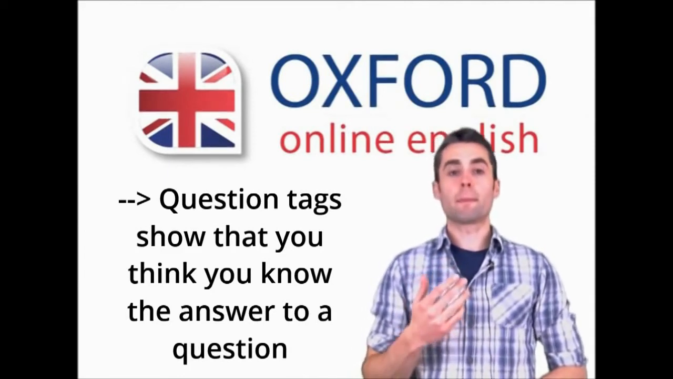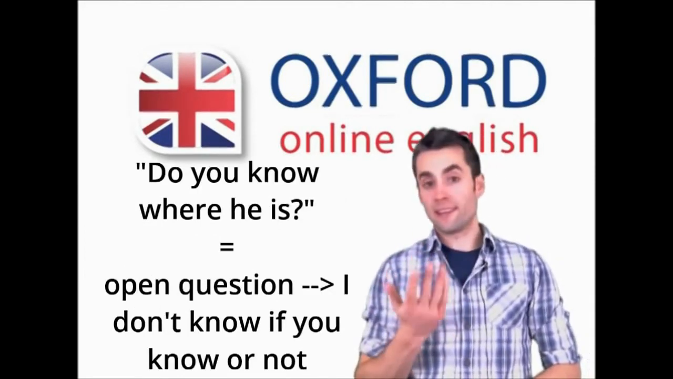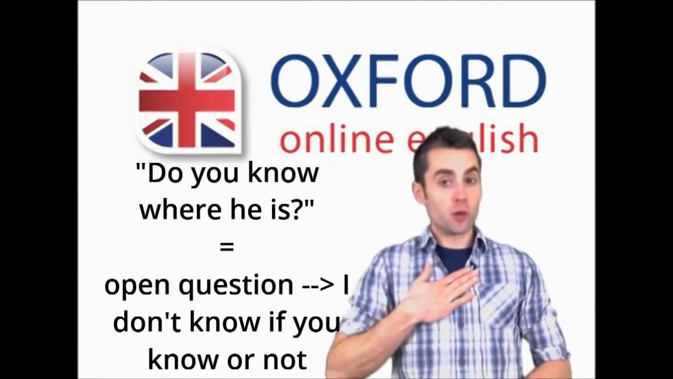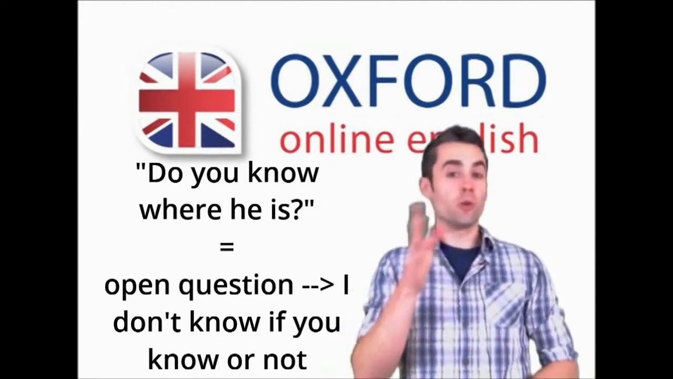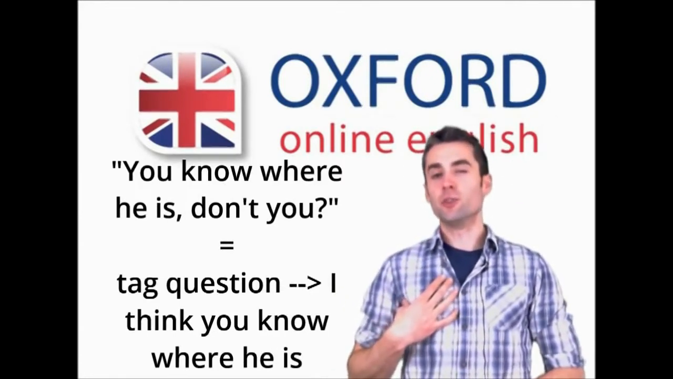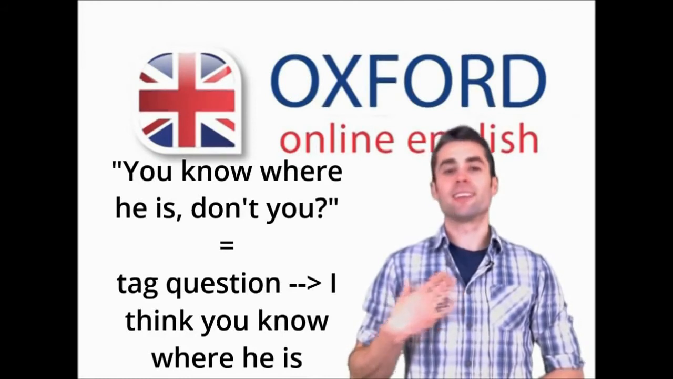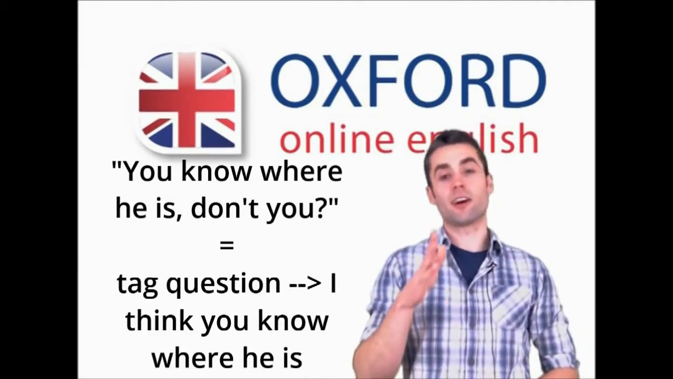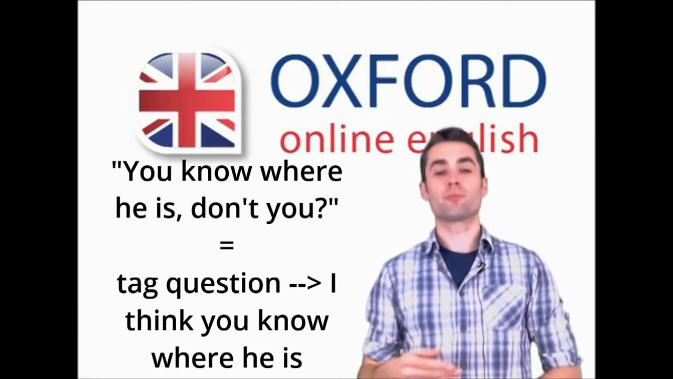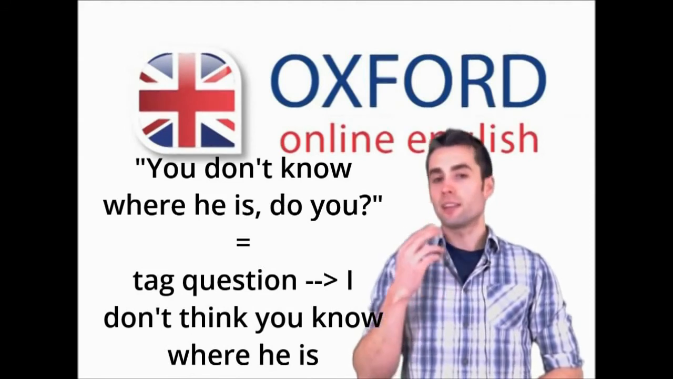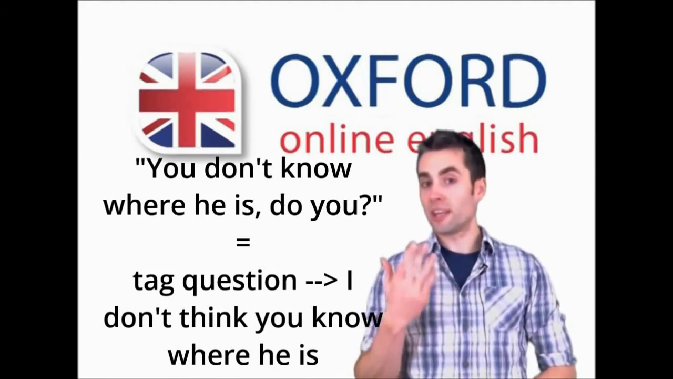For example, do you know where he is? That's an open question. It suggests that I don't know if you know or not. I don't know if you will say yes or no. You know where he is, don't you? That suggests I think you know where he is. I think you're going to say yes. You don't know where he is, do you? In this case, I'm expecting you to say no.